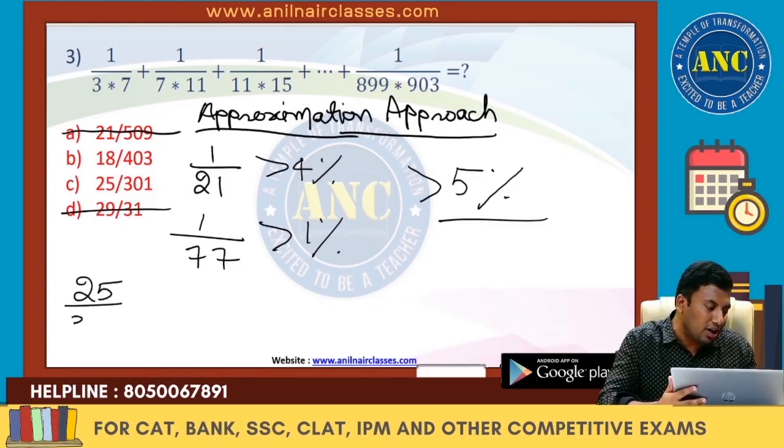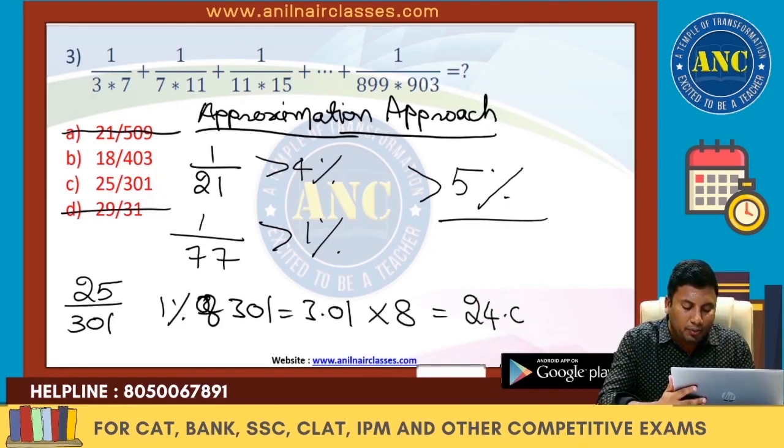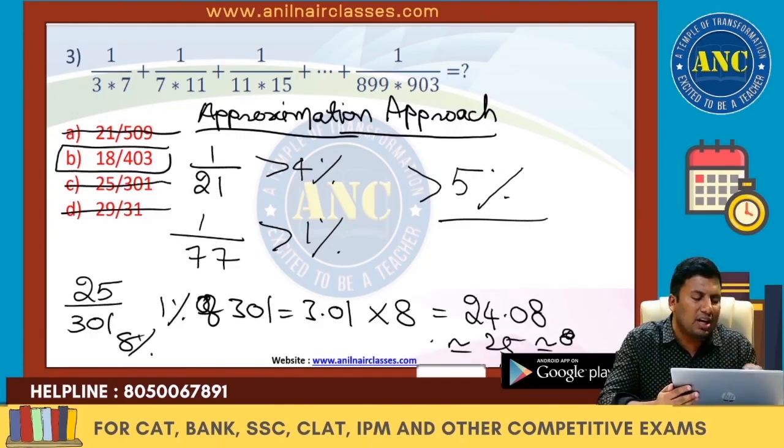25 by 301. 1% of 301 is nothing but 3.01. If I multiply by 8, it is 24.08, which is coming closer to 25. So 25 is closer to 8%, but I want just greater than 5%. So C is eliminated. The only option left is B.